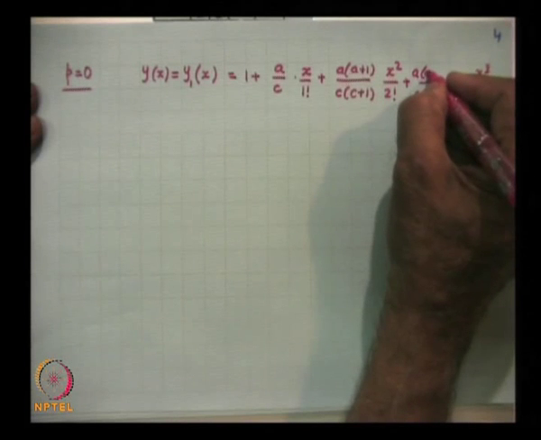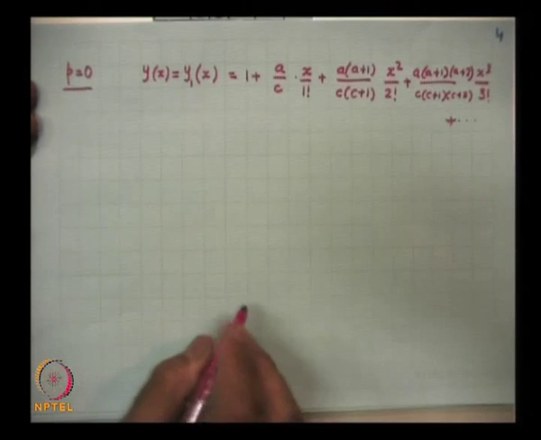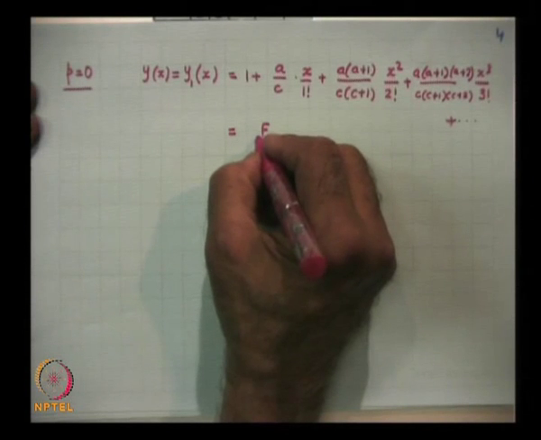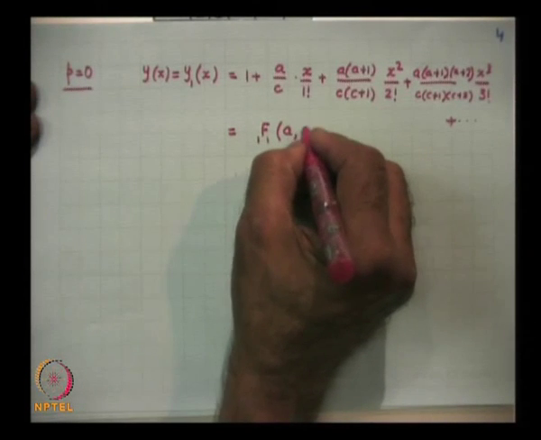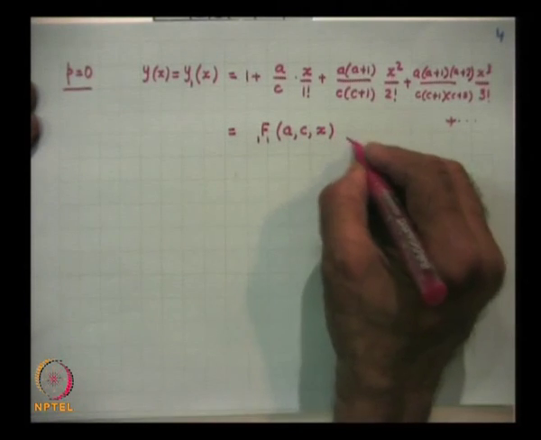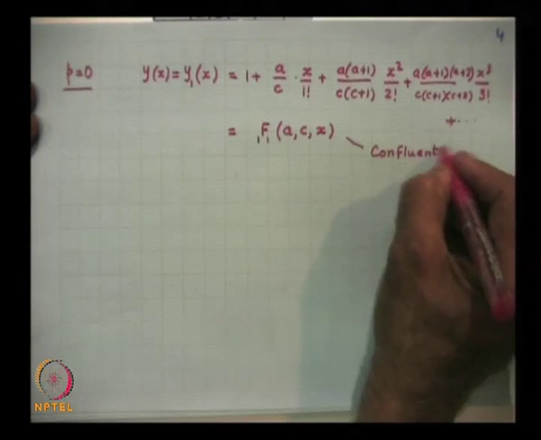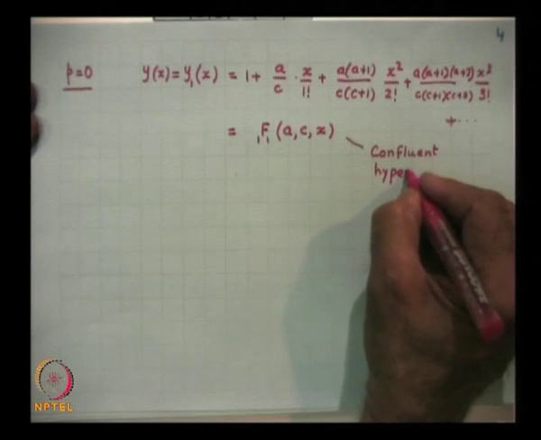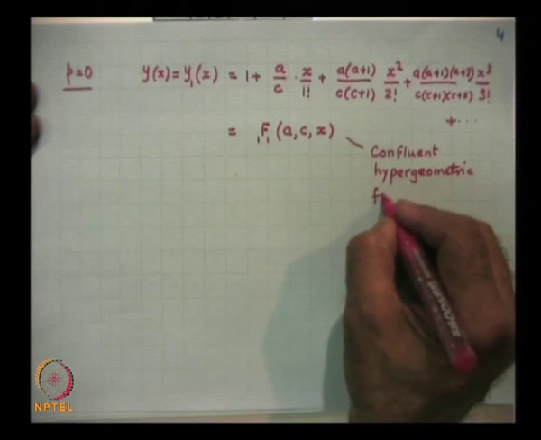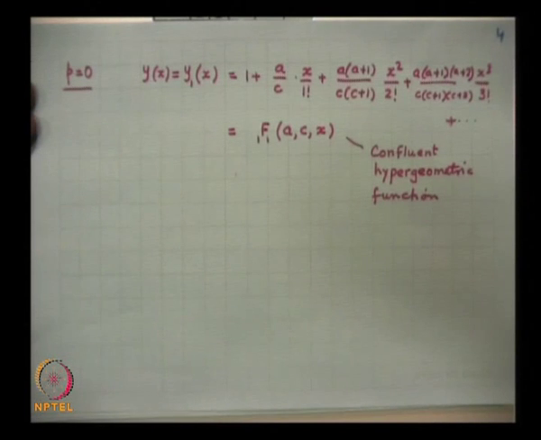This infinite series is usually denoted by 1F1(a; c; x), and this is known as the confluent hypergeometric function. It is an extremely important function, and I would like all of you to understand this very carefully.